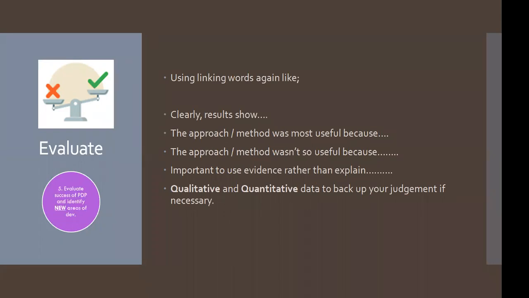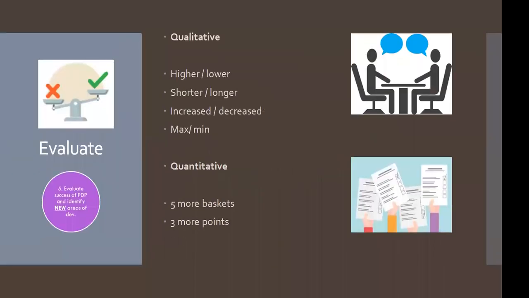For evaluate as well, we're still looking, if possible and if the question allows it, for you to back up your judgment, if necessary, with some quantitative and qualitative data. Qualitative data could be just a word or a phrase like higher, lower, shorter, longer, increase, decrease, maximum or minimum. Quantitative might then contain facts and figures. It depends on the question. But if the question is asking for an evaluation of something, whether it be benefits, limitations, or an evaluation of a PDP, for example, you want the candidate to have some sort of evidence there to back that up where possible.